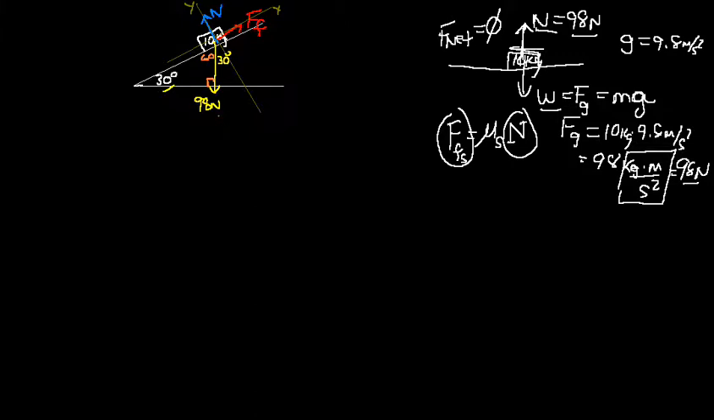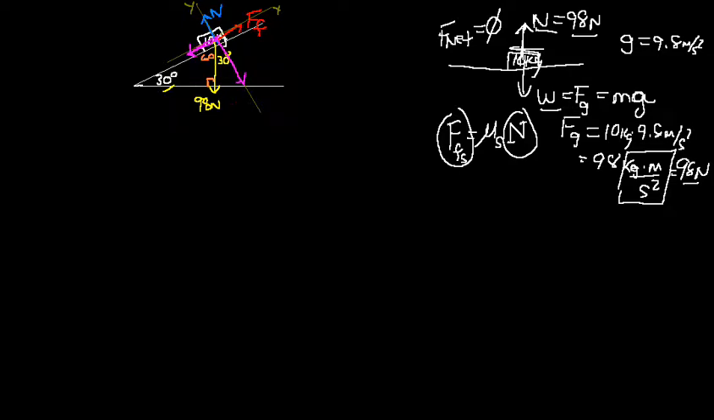So now that we have that, what we're going to do is try and resolve our yellow 98 vector into two components along the green axis. We're going to put one component here, very carefully, and the other component here.